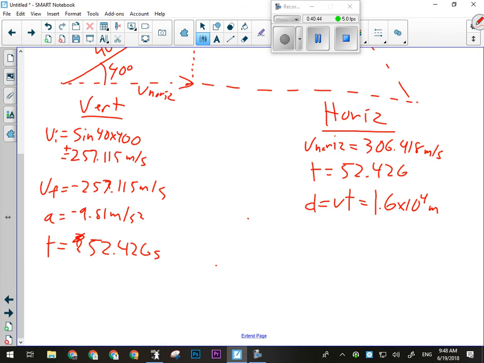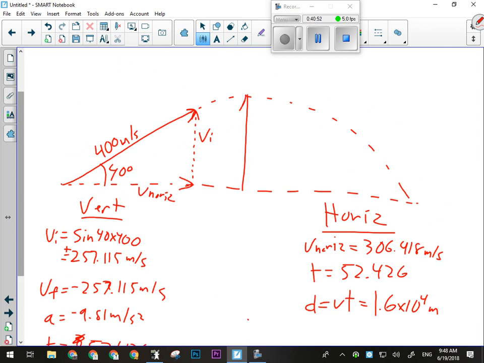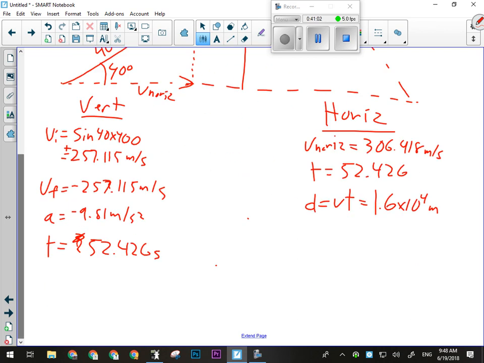Okay, everybody all right with that? Okay, what changes if I now want to find the maximum height? Okay, so what does VF change to? To 0, right? At the maximum height, VF vertical changes from this number to 0 meters per second. All right, so I'm now looking for D. Okay, that's my question mark.